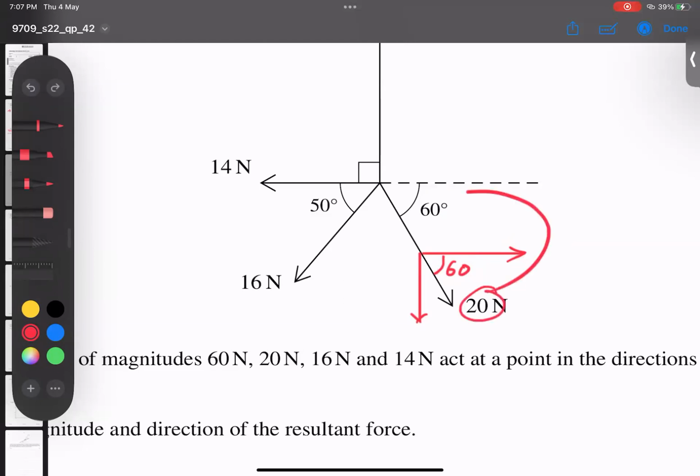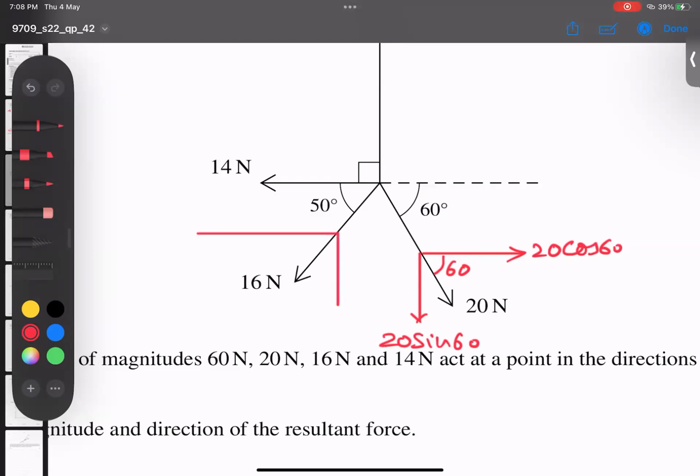So the force is 20, the angle is 60, 20 cos 60, and this becomes 20 sin 60. In the same way, I will resolve the second force. So I hope this is clear. There's a 50-degree angle, so 16 cos 50 and 16 sin 50. Okay, now students, that's complete.